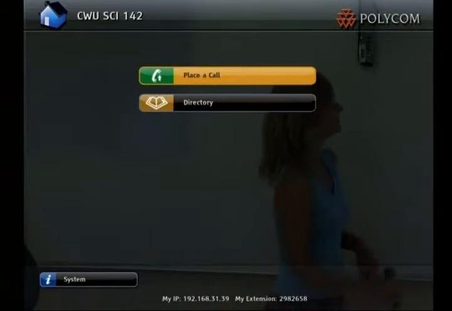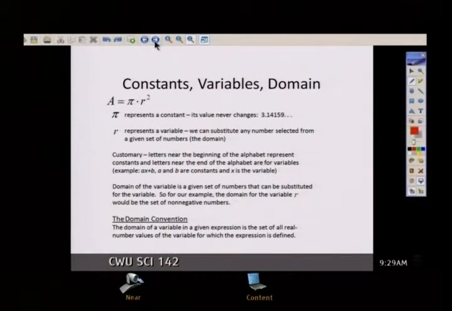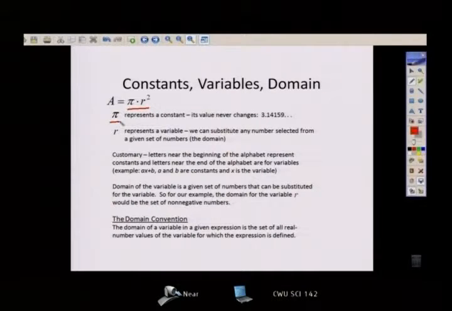So the first thing I want to go through is just some basic definitions of constants, variables, and domains. In this equation, area equals pi r squared, pi represents the constant. Pi is a number that never changes, and it has the same value of approximately 3.14159. So pi is a constant number. The r in the equation represents the variable. For a variable, we can substitute any number we want from a given set of numbers called the domain.